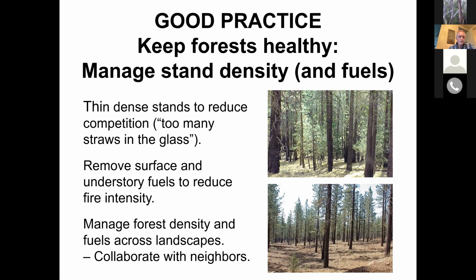We need to remove surface and understory fuels where that's feasible and relevant, so we don't have high intensity fires in the future. And to do this in coordination with neighbors, whether it's public land or private land, so that we end up with some very large patches across the landscape rather than just an acre or two at a time, which really doesn't do us much good when we're talking about large wildfires.